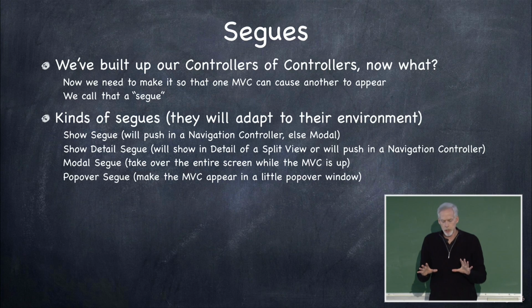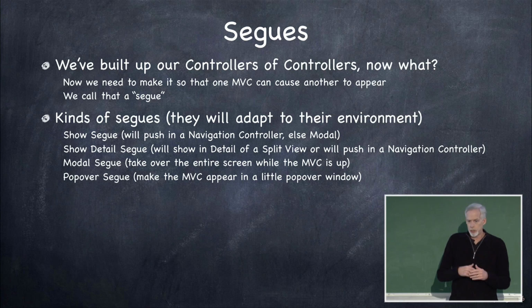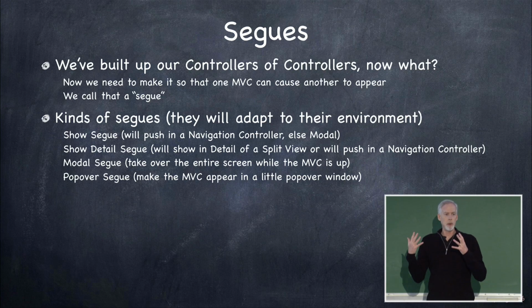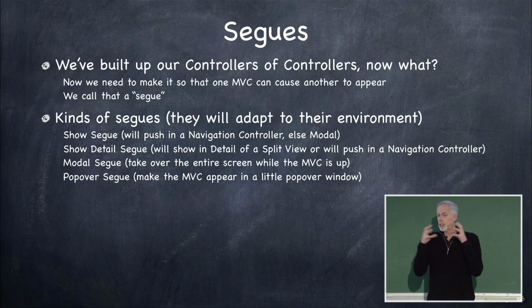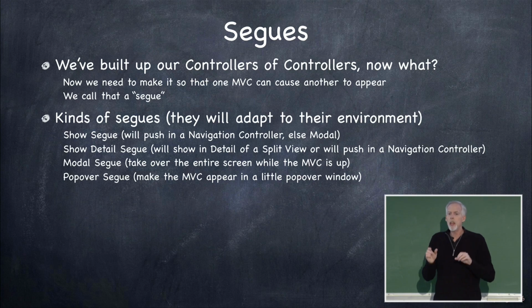I'm not going to talk about those today. Modal is basically segueing to take over the entire screen with another MVC. Okay? And a popover is almost exactly the same, except instead of taking over the entire screen, it still takes over the entire screen in terms of input, but it draws it in a little popover window, and everything else is kind of grayed out, and you can click on the grayed out part to dismiss the popover. Okay? So those are the major kinds of segues that you wire up in your storyboard.